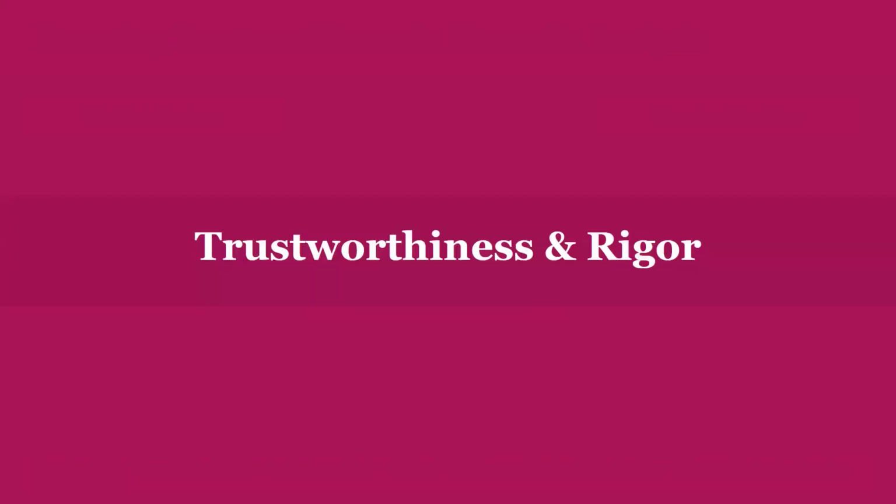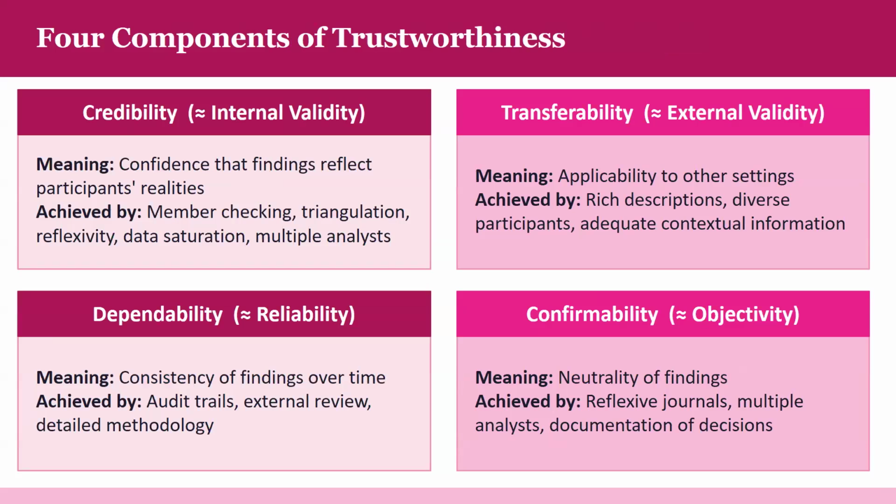Then we come to the trustworthiness and rigor. There are four components of trustworthiness. One is credibility, and its counterpart is internal validity in quantitative research. While in qualitative research, we label it as credibility, which is the confidence that findings reflect the participants' realities. This is achieved by member checking, triangulation, reflexivity, data saturation, and multiple analysis.